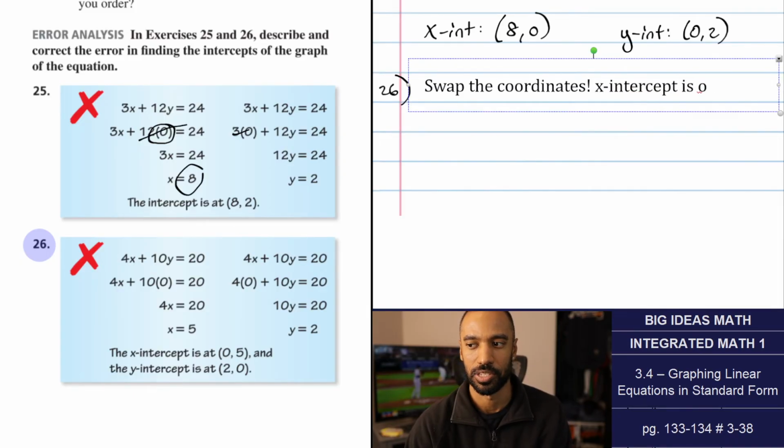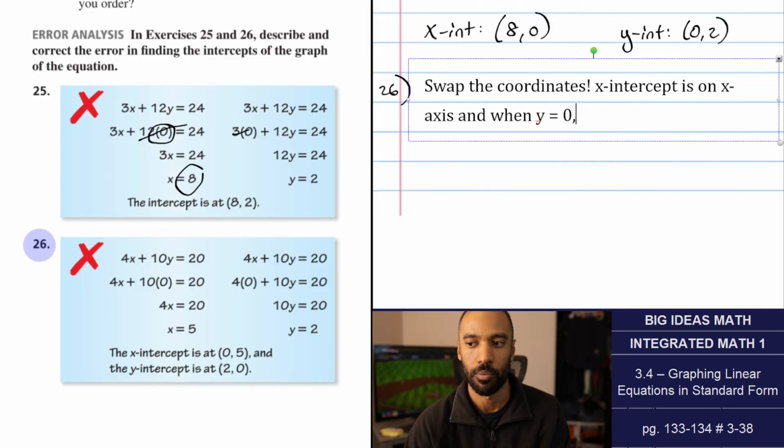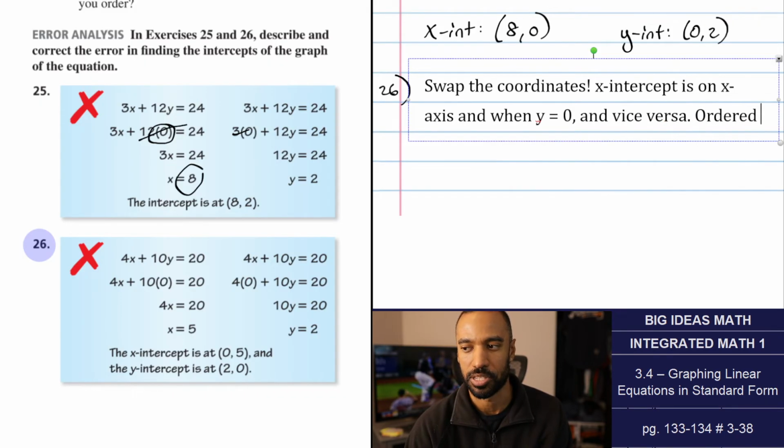The x-intercept is on the x-axis, and when y equals 0. Literally, we substituted 0 for y. Or maybe they don't know this. Ordered pairs, let's see, and vice versa. Ordered pairs are represented as x, y.